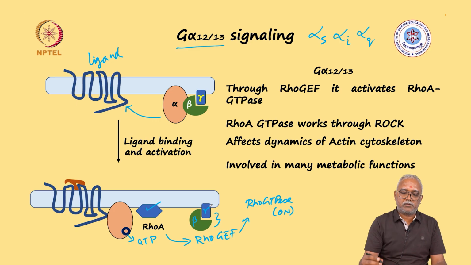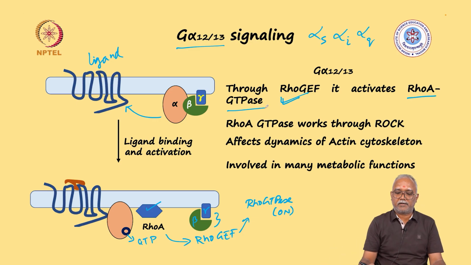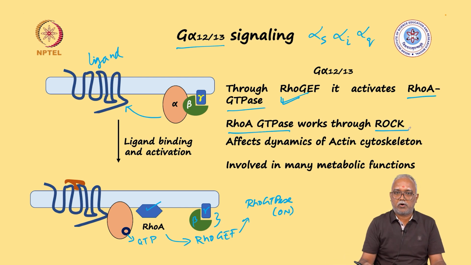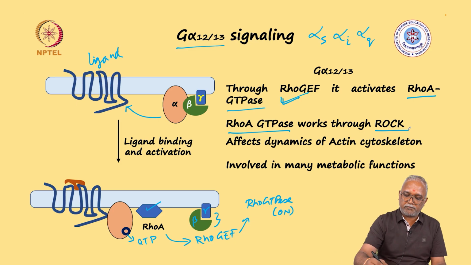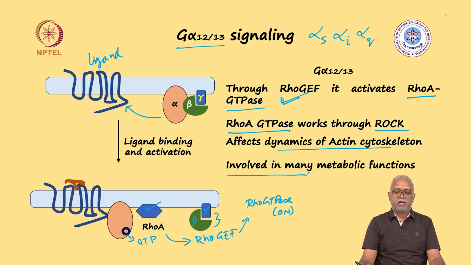So downstream of G alpha 12 13, there is activation of RhoGEF, which ensures that RhoA GTPase is active. Then this RhoA GTPase works through ROCK or Rho kinase, which basically regulates the actin dynamics. Also, this G alpha 12 13 signaling is involved in multiple metabolic functions.